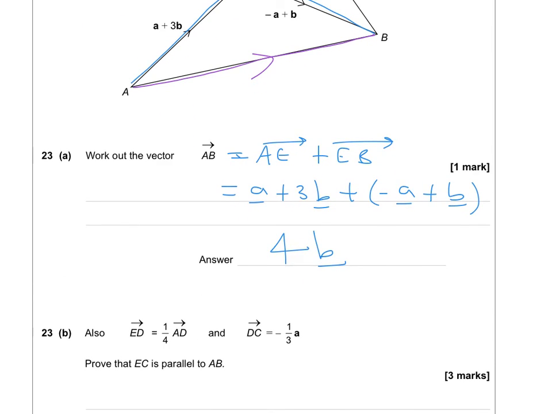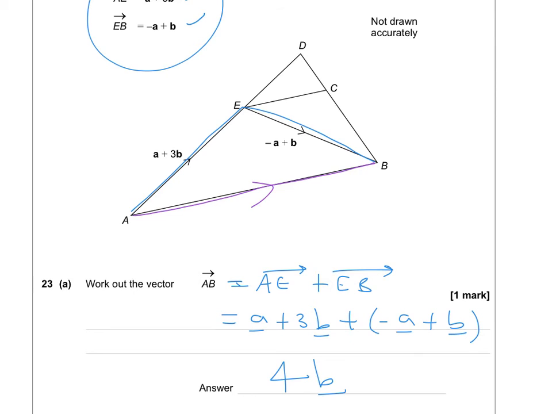23b. Also, ED is a quarter of AD, and DC is negative a third of a. So DC over here is minus 1/3 a, and we know that ED, which is this vector here, is a quarter of this entire vector AD. Now this means that this vector over here, a plus 3b, is 3/4 of AD, with this part being a quarter. Now if this part is 3/4, then 1/4 is this divided by 3.